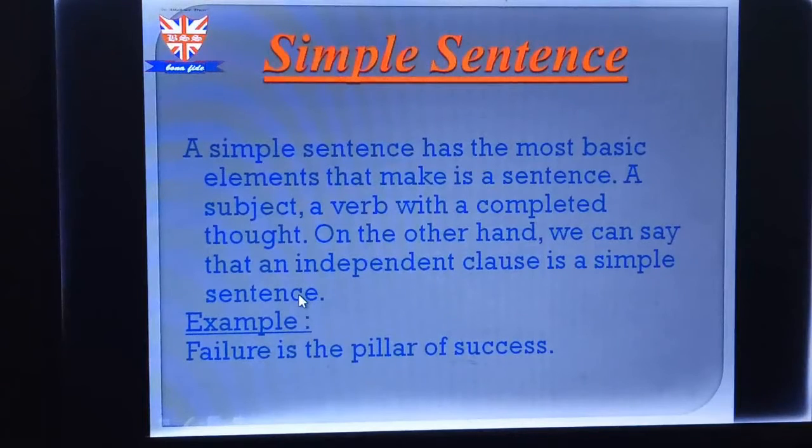Yes, so not only independent clause, the other name of independent clause, as we know, is principal clause. Principal clause is also a simple sentence. You can see the example: failure is the pillar of success. So this sentence is very much simple. It has its own meaning. It has a subject, it has a verb, and it has a finishing. So we can say it's a simple sentence.